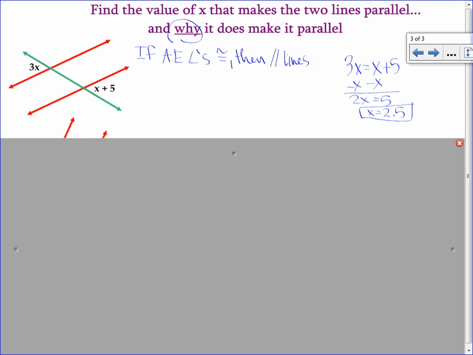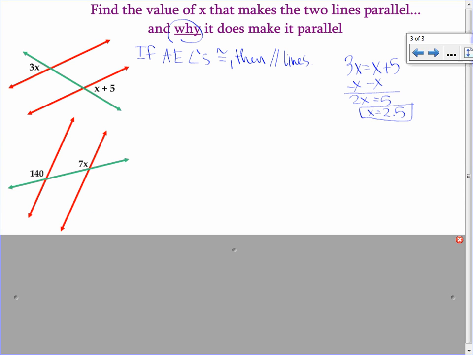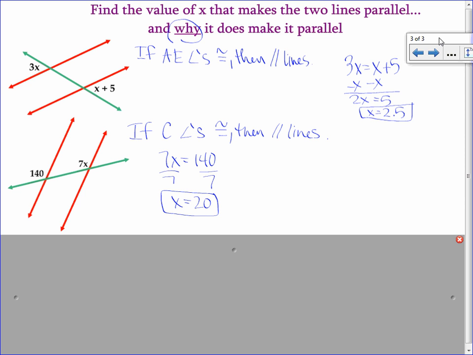What if-then sentence would we have to use here? If corresponding angles are congruent, then parallel lines. So we have to set this up so that this sentence is true. What would we write? Last one.